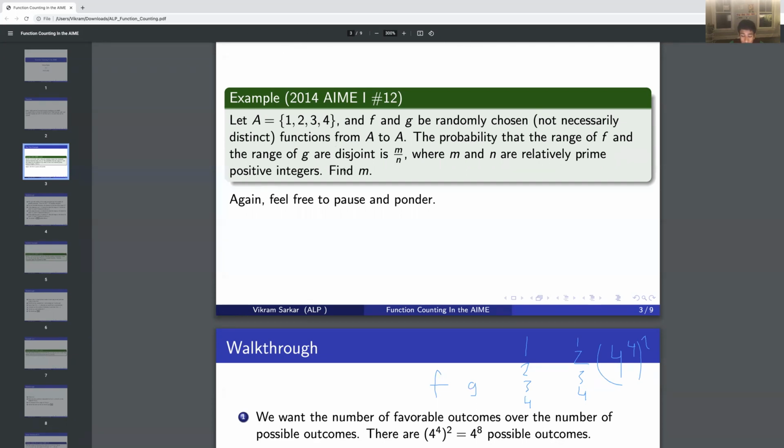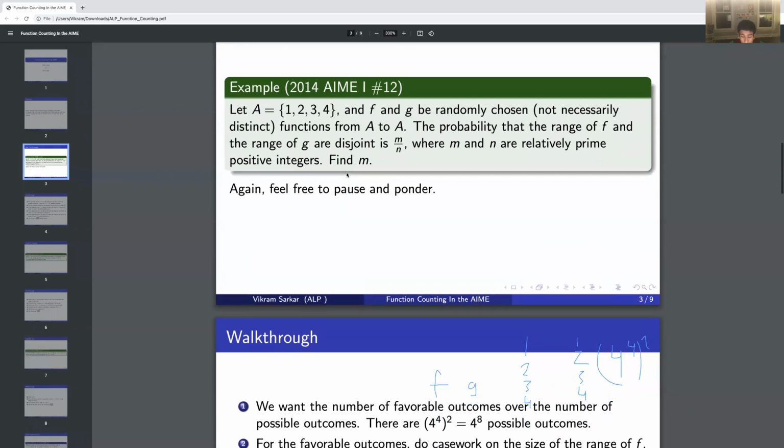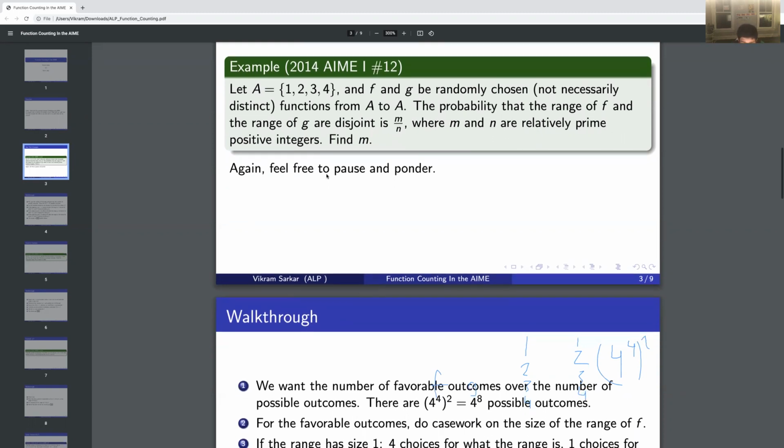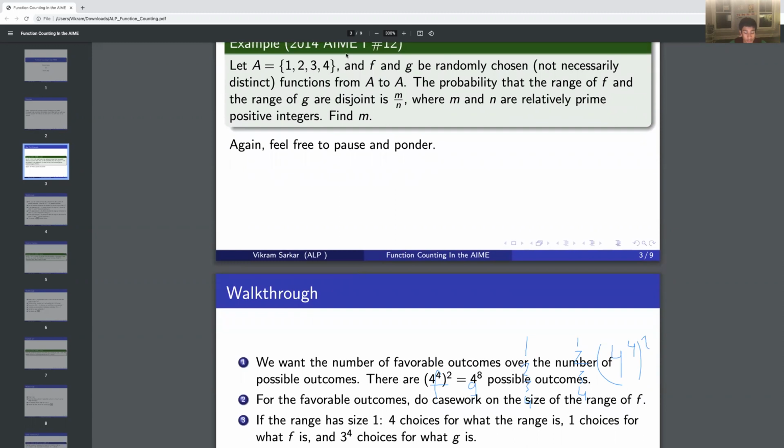Now, for the favorable outcomes, we do casework on the size of the range of F. First, if the range has size 1, there are 4 choices for what the range is, 1 choice for what F is, and 3 to the 4 choices for what G is.